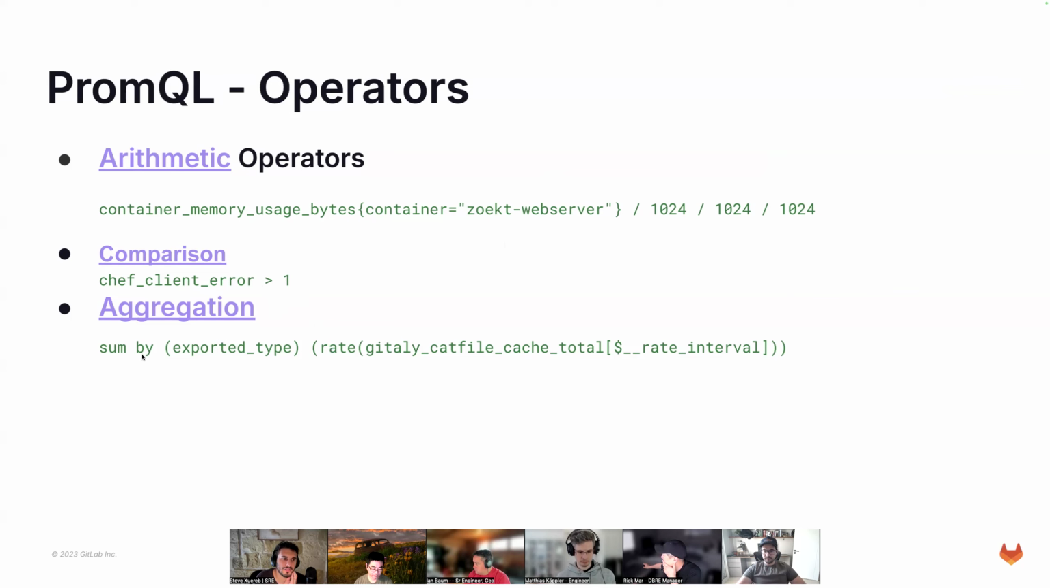And then you can do aggregation, basically summing by a specific label. So here, I'm looking at the cat file cache total, and I'm summing by exported type. So I'm summing by if it's a hit or a miss fleet-wide. So it's not just by a specific instance, it's for all the instances. You can do sum by, average by, max, top, for example, give me the top servers that have the highest hit ratio, and so on and so forth.